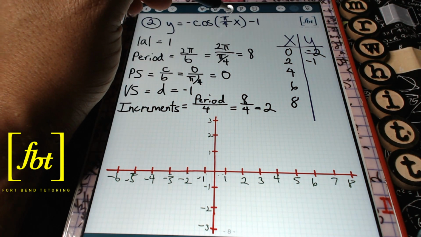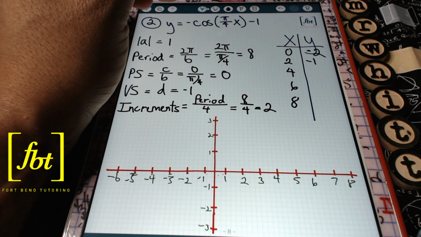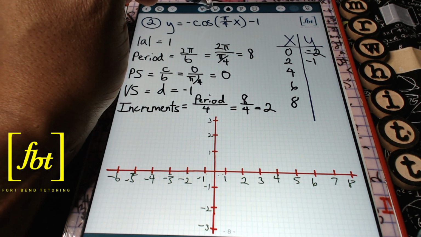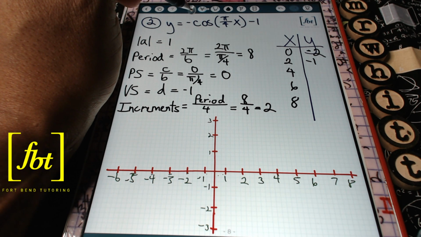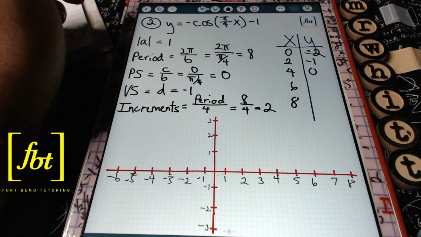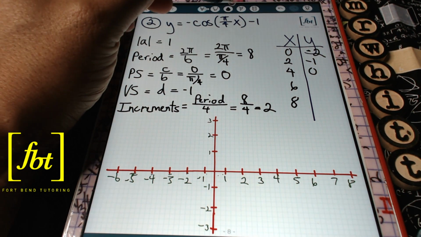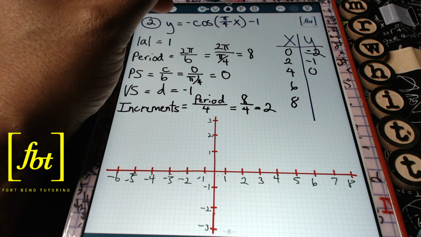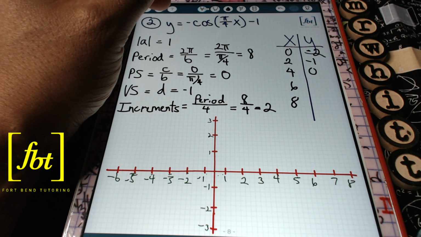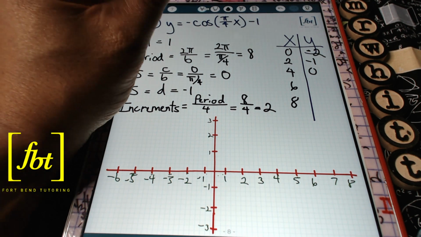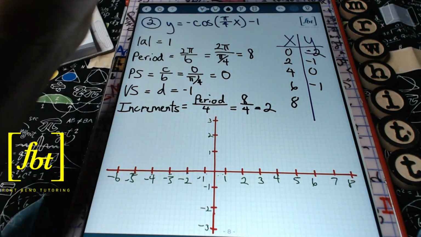Then plugging in the number 4, you'll have pi over 4 times 4, which is 4 pi over 4, which simplifies to give you a value of pi. Cosine at pi is -1. And the opposite of -1 is +1. 1 minus 1 gives you a result of 0. Like so. Plugging in the number 6, you'll have pi over 4 times 6. That's 6 pi divided by 4, which reduces to 3 pi over 2. Cosine at 3 pi over 2 is 0. The opposite of 0 is 0. And 0 minus 1 gives you -1.